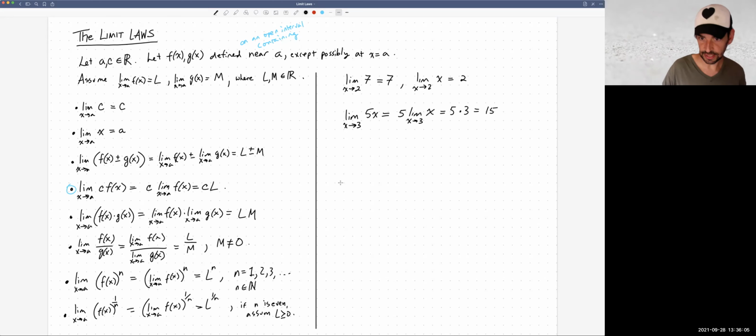Okay. Let's add some complication to this. The limit as x goes to 3, let's make it 5x squared.